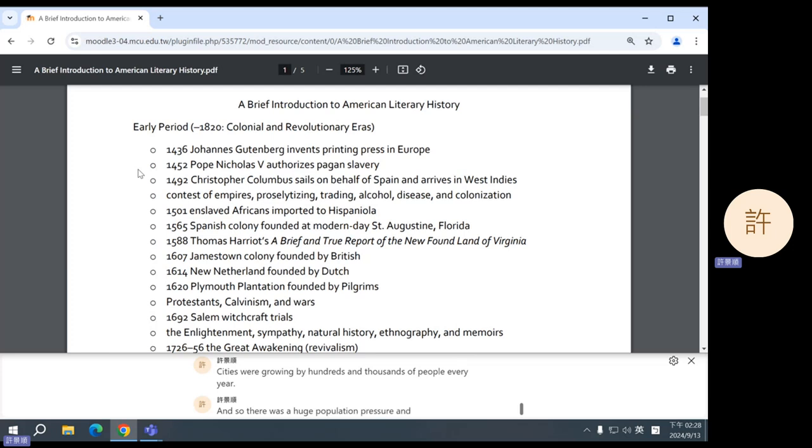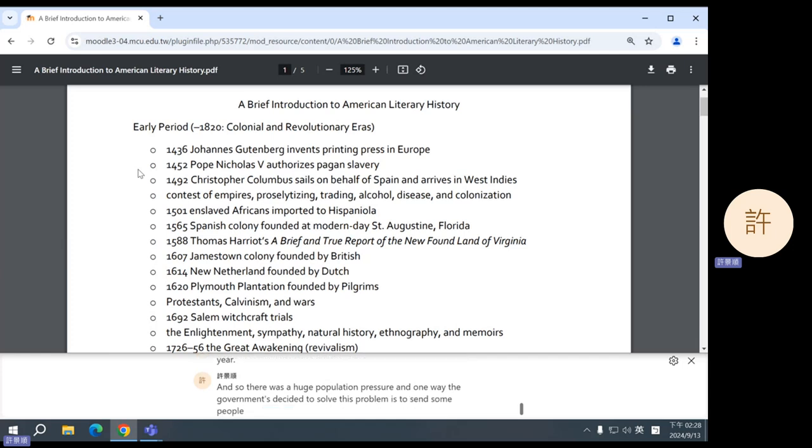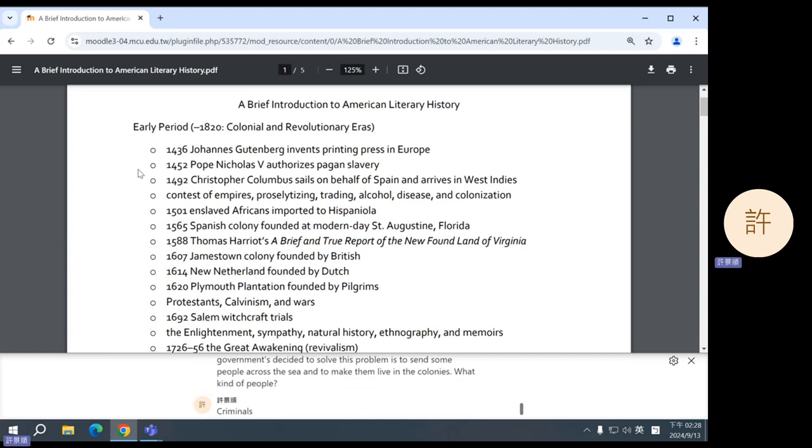And one way the governments decided to solve this problem is to send some people across the sea and to make them live in the colonies. What kind of people? Criminals. People who believed in different religions. People who were poor and had no family. Basically, any excuse they could find to send somebody away, they took the excuse and they sent them. So, in some ways, when the colonies later rebelled against their home countries, it wasn't that surprising, right? It's like, you kicked me out, so why should I still follow you?